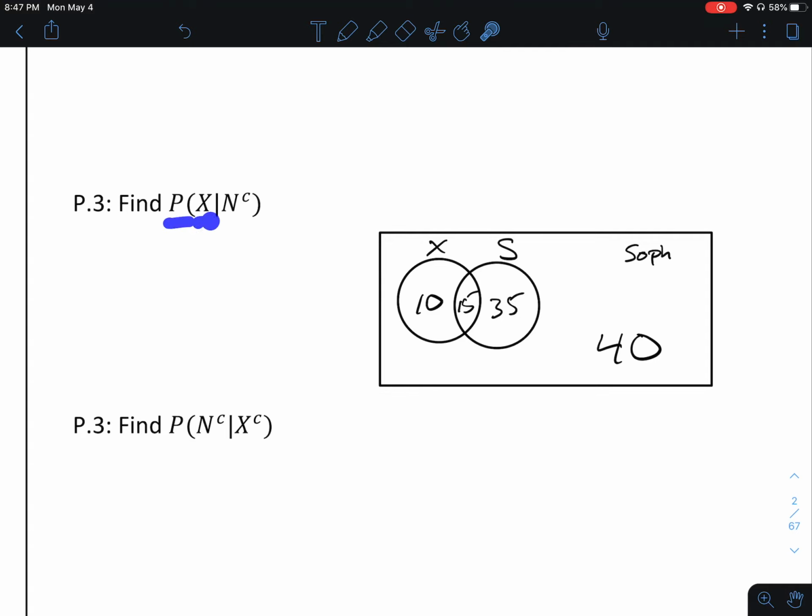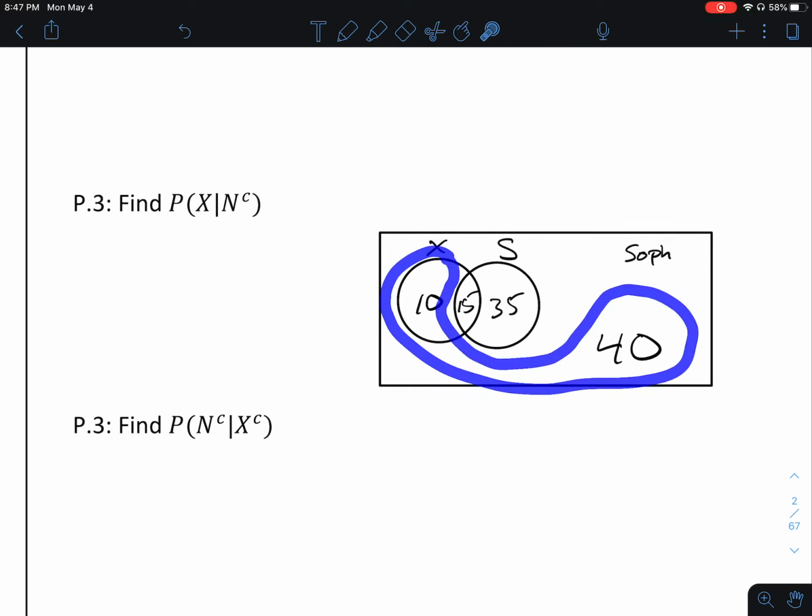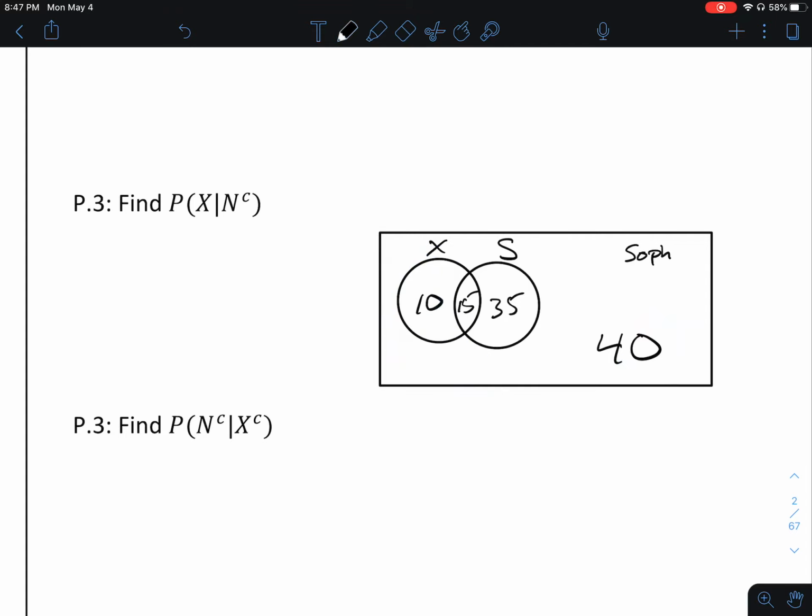This next one is Xbox and Nintendo Switch. What's the probability that someone has an Xbox given that they don't have a Nintendo Switch? So the people that don't have a Nintendo Switch will be people outside the Switch circle. That's 10 and 40, that's 50. We have 50 to choose from. Of the 50 to choose from, how many of those have an Xbox? That would be 10. 1 out of 5.